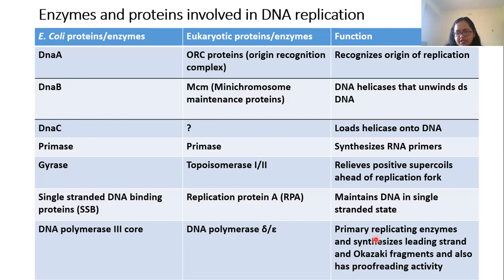What is their function? They are the primary replicating enzymes, meaning they are the DNA synthesizing enzymes which synthesize the leading strand on one of the parental strands and Okazaki fragments on the other strand, and that strand is called the lagging strand. And along with the DNA synthesizing activity, this enzyme also has a proofreading activity. If any incorrect base is inserted, that would be removed by the proofreading activity of this enzyme in case of eukaryotes.